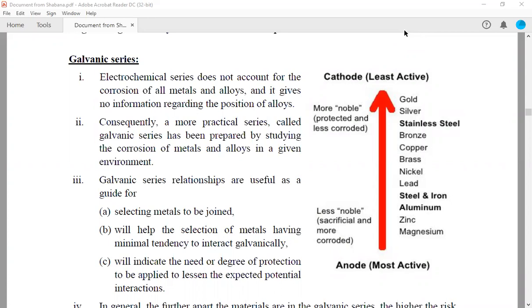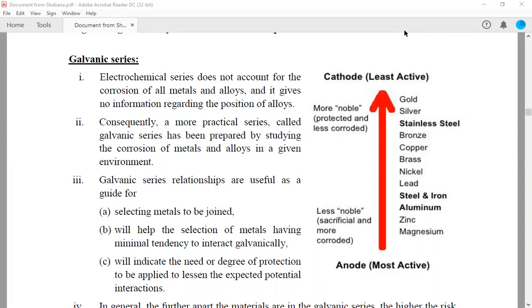In the last lecture, I explained about the types of corrosion, and I already told you that there are 4 types of corrosion: differential metal corrosion, differential aeration corrosion, stress corrosion, and the 4th one is the waterline corrosion. Today, I want to discuss the galvanic series and what is the major difference between the galvanic series and the electrochemical series.